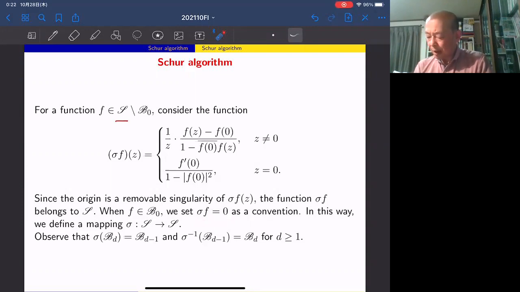So in this way, we define a mapping of the Schur class into itself. And it is not difficult to see that this sigma maps the set of Blaschke products of degree d onto that of degree d minus 1, and also the pre-image of the class of degree d minus 1 is exactly the Blaschke products of degree d. So in some sense, this map is well behaved for the Blaschke products.